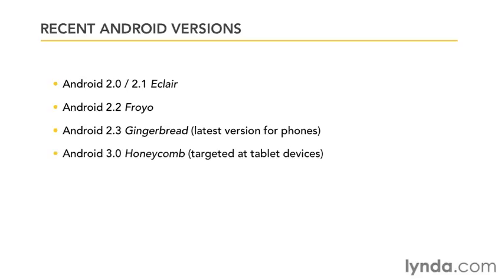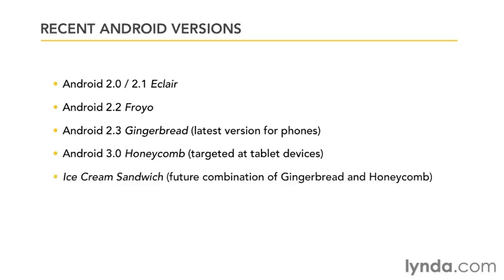Now there is Android 3.0 Honeycomb, but what's unique about this is it's geared only for tablets. Some of the new tablet devices, such as the Motorola Xoom, have this new version of Android targeted at tablets. In the future, and again, this is the latest news that we have, the next version is going to be called Ice Cream Sandwich. This is actually going to be a combination of Gingerbread and Honeycomb. So it's kind of bringing these two versions together, and it will be a unified OS version for tablets and phones. So that's the recent Android versions that are out there today.